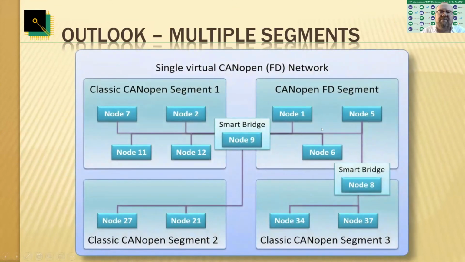A little outlook for the options to do multiple segments. In theory, the logic within the smart bridges is really port independent. So it could be any number of ports connected. And as long as there are no rings or loops, the algorithm currently used works just fine. So we could have any combination of classical CANopen and CANopen FD segments in one network.